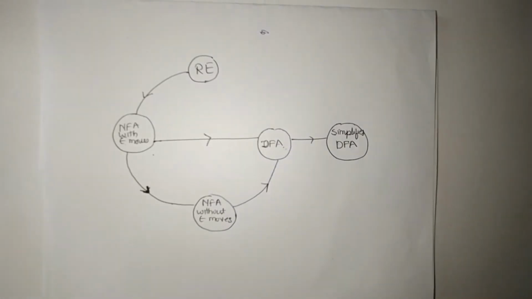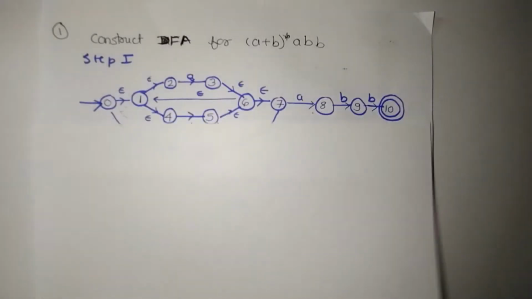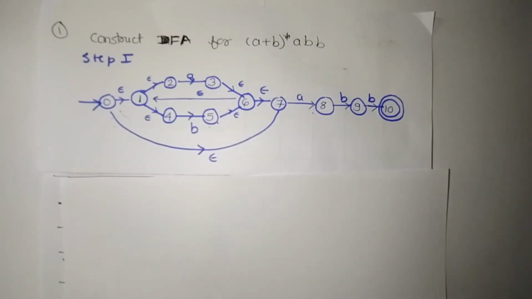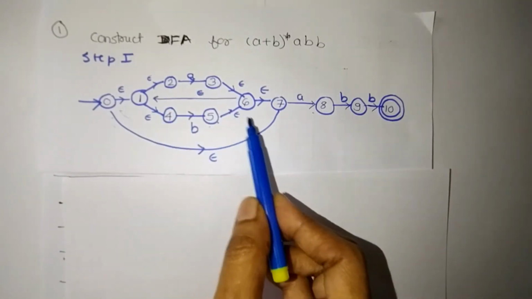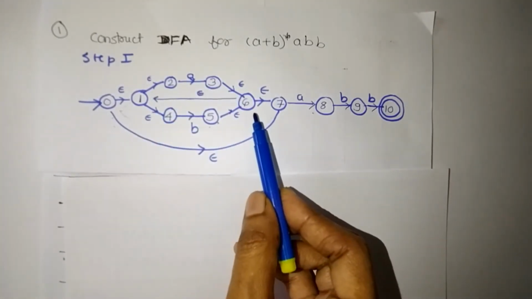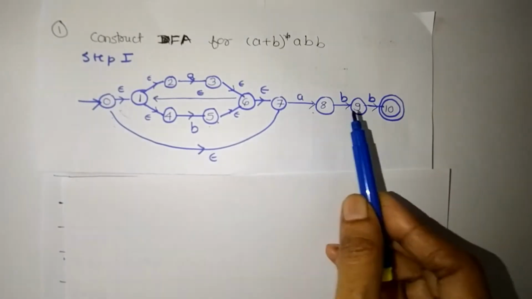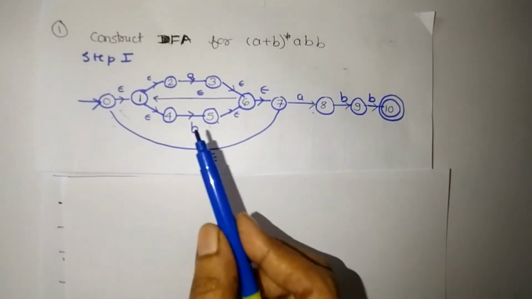So let's begin. Take this example first: construct a DFA for (a+b)*abb. We already know how to construct an NFA with epsilon moves from a given RE. So the NFA with epsilon moves for the given RE looks something like this. First is your a, b, then you convert it into (a+b)* and then combine it with abb. This is your step 1.